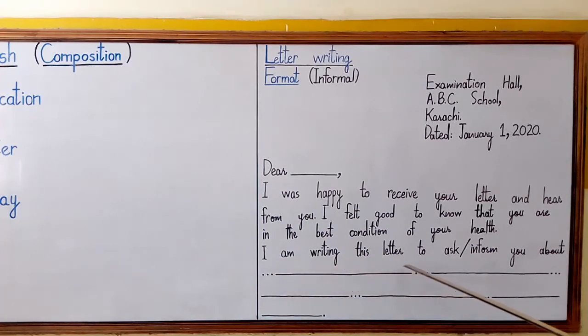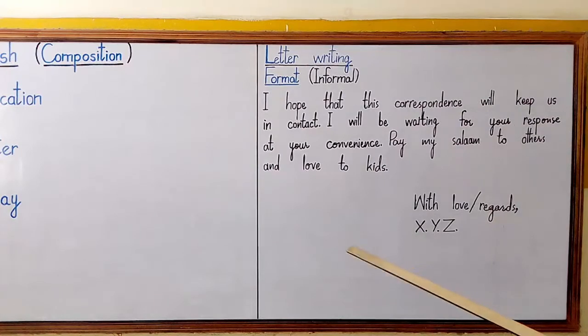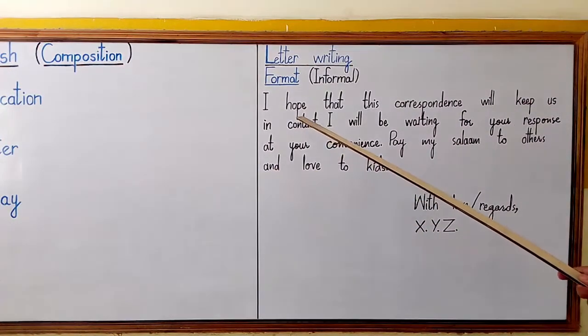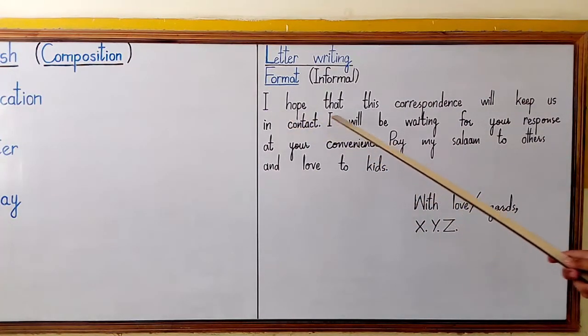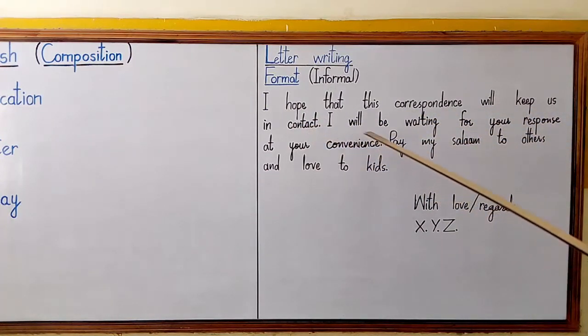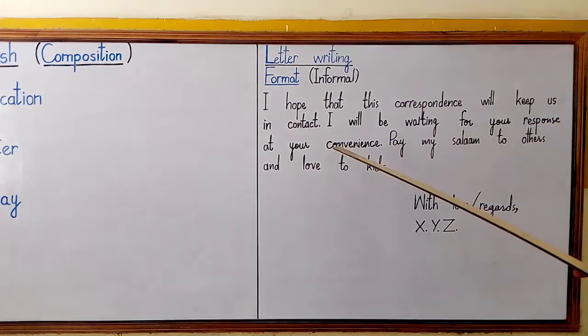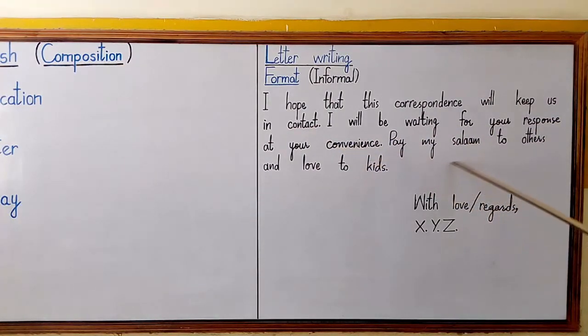I am writing this letter to ask or inform you about, and then whatever the purpose or the detail you are going to write in this informal letter, you will mention it here. And then you will start the closing from a new paragraph. I hope that this correspondence will keep us in contact. I will be waiting for your response at your convenience. Pay my salam to others and love to kids.